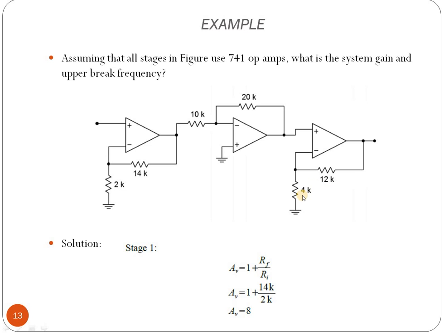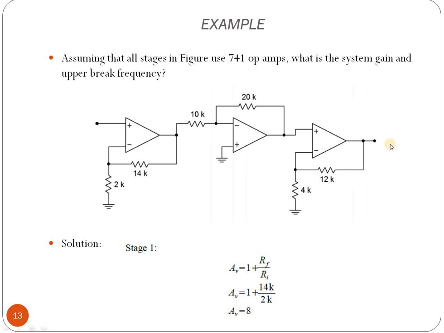So we need to find the system gain. For the system gain, that means the total output gain, we need to find the individual gains. If we calculate the individual gain of each op-amp, then we can multiply these three gains and find the total system gain. And for the upper break frequency, we need to find the break frequency for all three op-amps. For the three different stages, we calculate the break frequency, then see which one is the lower value. That lower value will be the total system break frequency.